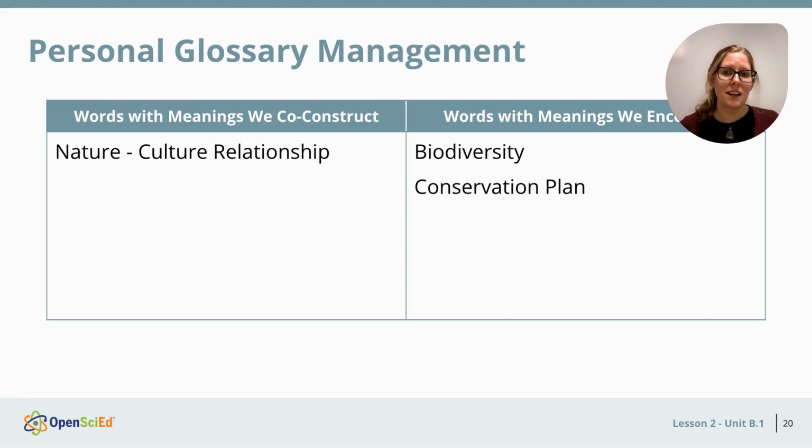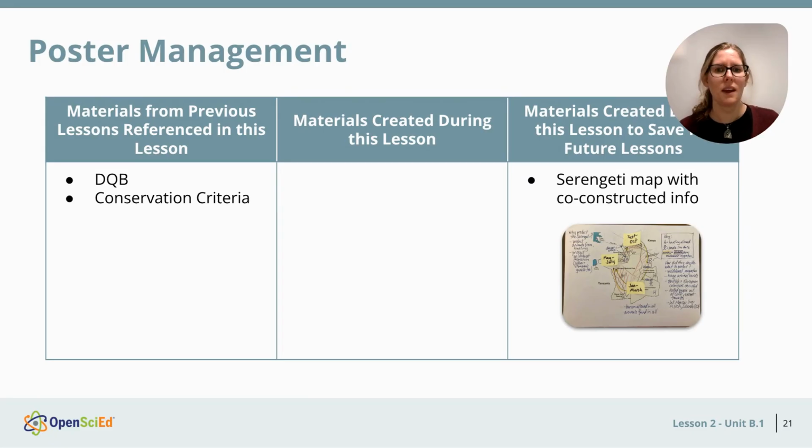Some glossary management, we co-construct nature-culture relationship, and some words that we encounter are biodiversity and conservation plan. Poster management, you're going to be referencing that driving question board and conservation criteria posters that were created in lesson 1, and you're going to want to make sure you save that Serengeti map that you co-constructed as a class, because you're going to use it and add to it on future lessons.